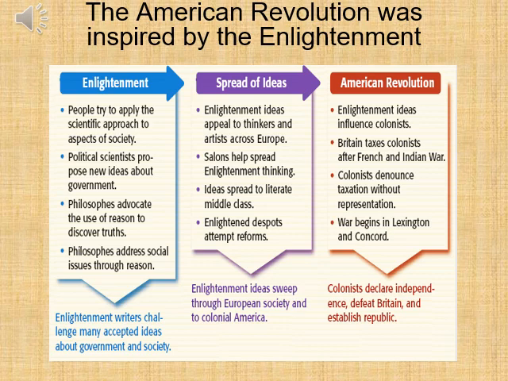So, how Americans were inspired for revolution through the Enlightenment was that the Enlightenment saw people trying to apply the scientific approach to aspects of society. Political scientists proposed new ideas about how government should work, and philosophers advocated for the use of reason to discover truths and to address social issues through reason.